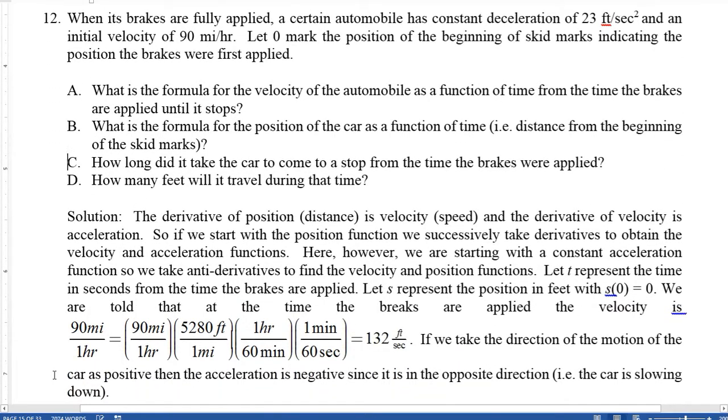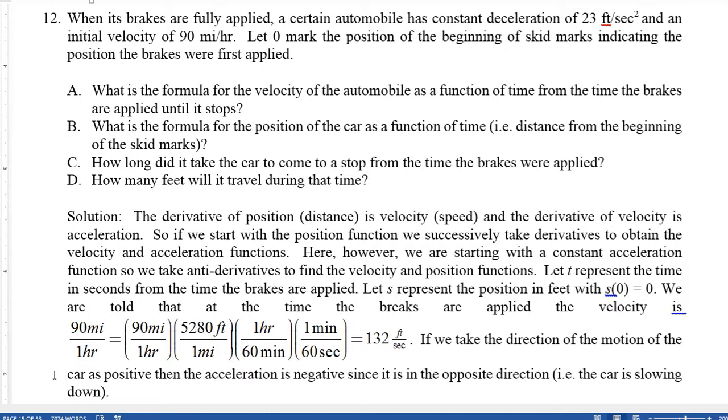So the thing that we want to know is the derivative of position. The derivative of the distance is the velocity or speed, and the derivative of velocity is acceleration. So if we start with a position function, we successively take derivatives to get velocity and acceleration. However, here we're starting with the constant acceleration, so we take an antiderivative to find velocity and another antiderivative to find position.